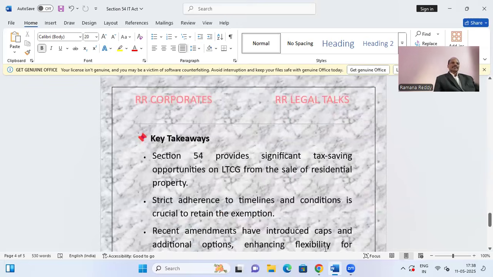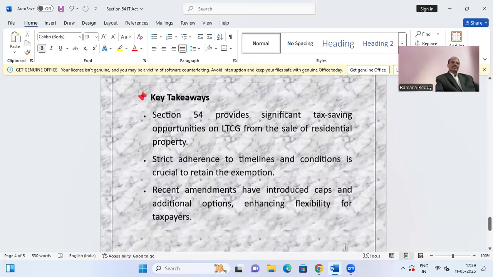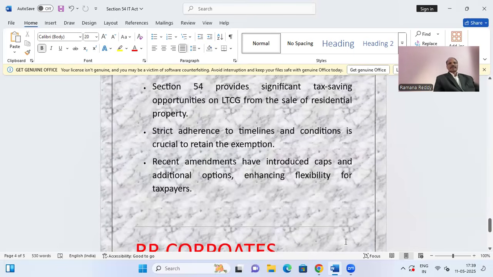So, the key takeaways. Section 54 provides significant tax saving opportunities on long-term capital gain from the sale of residential property. Strict adherence to timelines and conditions is crucial to retain the exemption. Recent amendments have introduced caps and additional options, enhancing flexibility for taxpayers.